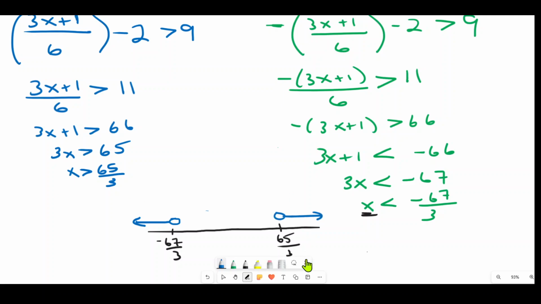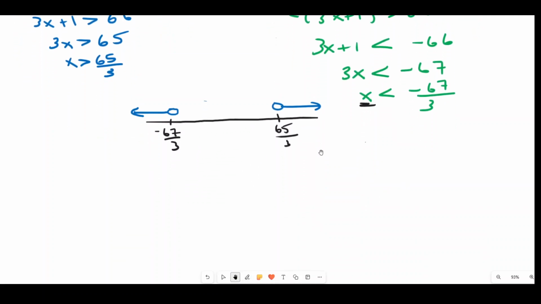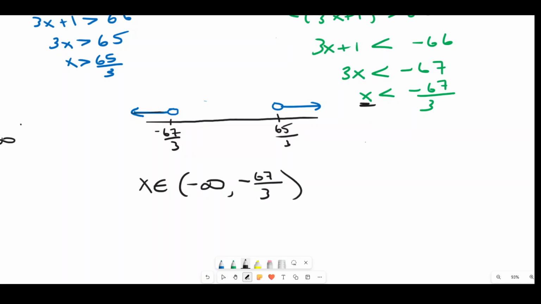So my answer is not between two numbers like it was on the first question I did, but rather it's these two distinct intervals. So in interval notation, we would say that x is an element of, so the left side, this arrow goes from all the way over at negative infinity, which is somewhere over there. Actually, it doesn't exist, but you know, it's fun to think about it. So all of the numbers between negative infinity and negative 67 over 3 would satisfy this original equation.